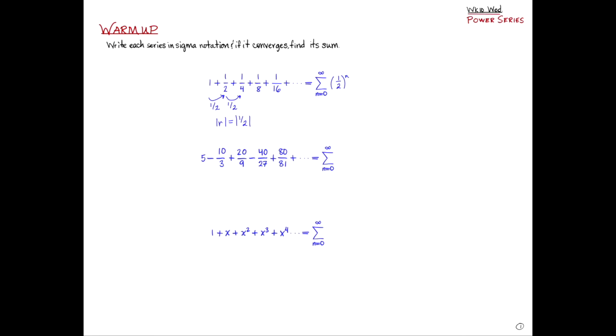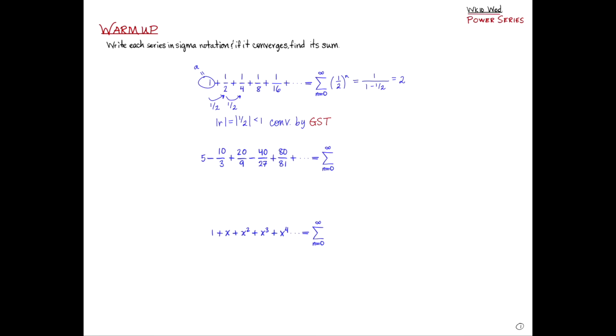To determine if it converges, we need to know if our absolute value of r is less than 1. In this case, it is, so our series converges by the geometric series test, and we know that it is going to converge to a over 1 minus r. In this case, our a is 1, putting 1 in our numerator and dividing through by 1 minus 1/2 gives us 1 over 1/2, which is equal to 2. And so the infinite series from n equals 0 to infinity of 1/2 to the n converges to 2.